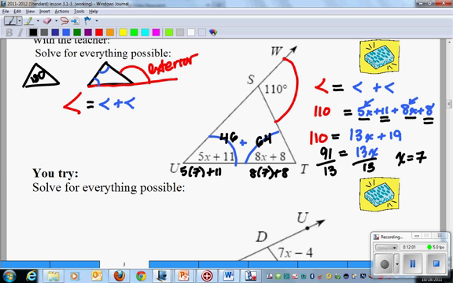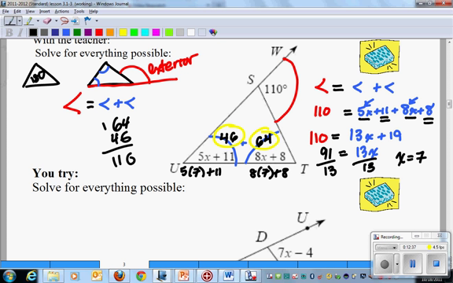Take a look up here, guys. You should have gotten x equals 7. When you plug it in, 5 times 7 plus 11 is 46. 8 times 7 plus 8, that's 56, plus 8 is 64. Watch what happens. If you add 46 and 64, surprise, surprise, you get 110. What's really nice is you can check your work with these, and you know whether or not you're correct. Let's do another one together.